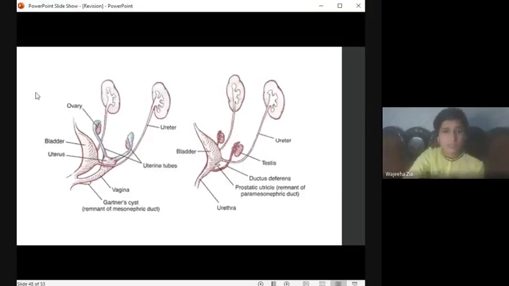You can see this is the diagram of the male and the female reproductive system along with the urinary tract system. This is the male reproductive tract system, and this one is the female. You can see both are embedded in the same wall. The urethra and the vagina both are in the same wall.